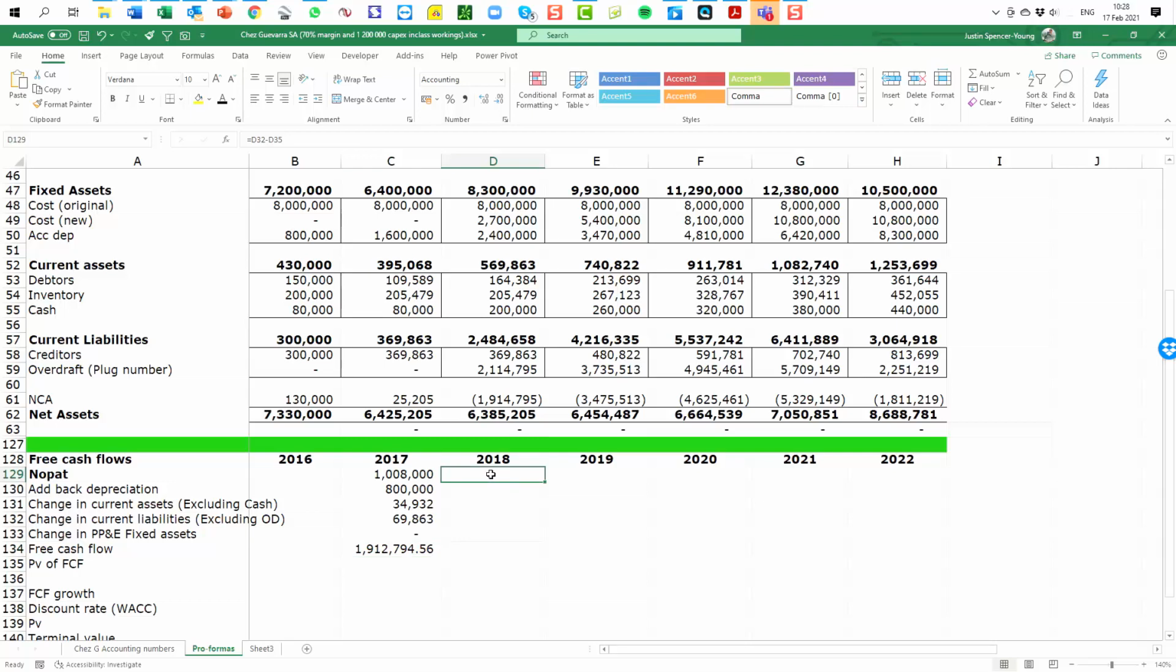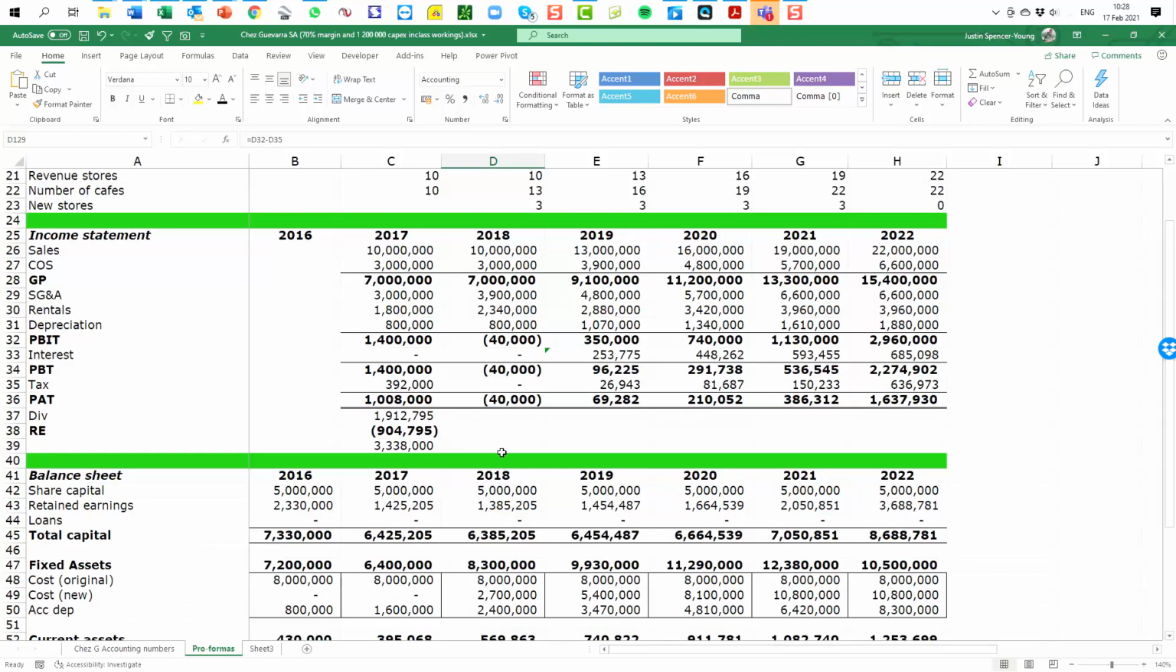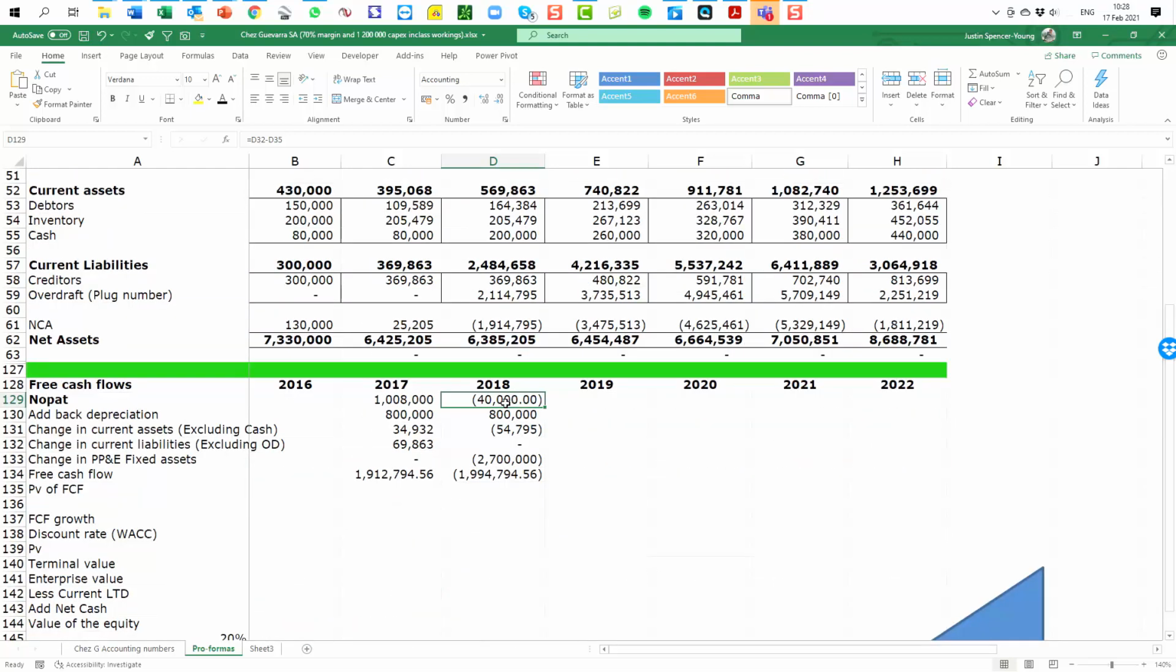So let's spend a moment looking at the free cash flow for 2018. We're going to get a very different picture. To start off with, our net operating profit here is -40. So that's an outflow. We're going to add back the depreciation. That's going to work in our favor. The change in the current assets is the change in these two over here. So notice what's happening. Debtors is going up. That's bad for cash flow. I should say negative rather.